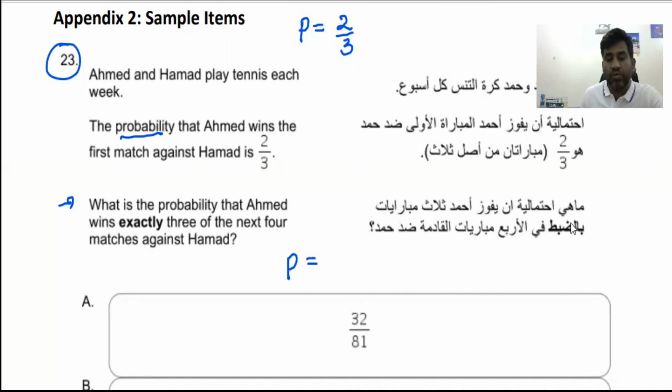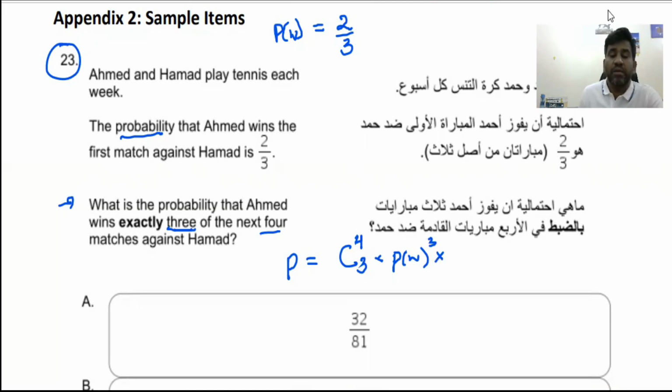Probability P is equal to the combination: we need to win 3 matches out of 4, so the total number of matches to be played is 4, and the number of matches to win is 3, times the probability of win. In our case, P of W, the probability of win, to the power of the number of matches we need to win, which is 3, times the probability of lose.